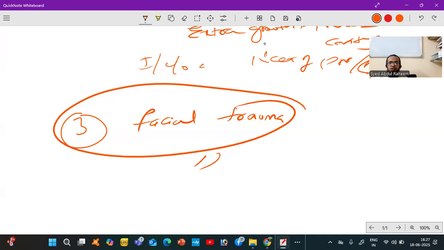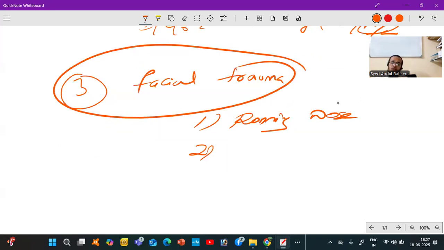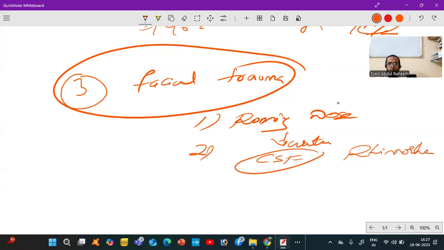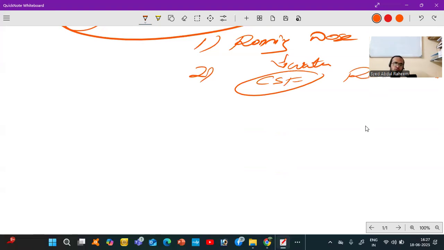One is a running nose, and second is a running nose. Sometimes water will come, sometimes CSF will come. This is leakage of the barrier between the brain and the nose. The barrier broke down, so that's the reason the CSF is coming from that area. So we call it CSF rhinorrhea. And what is the investigation of choice?